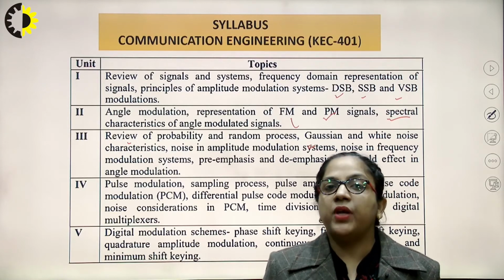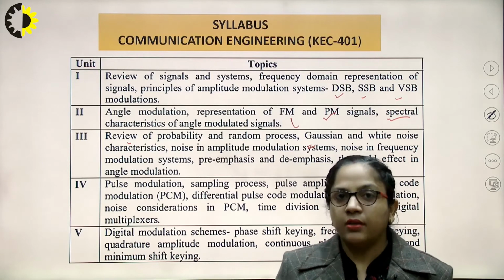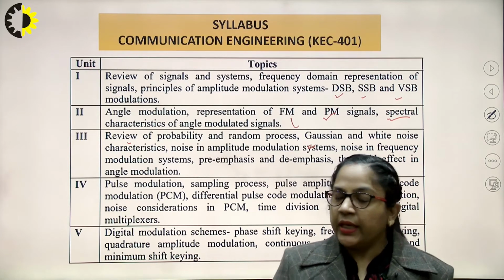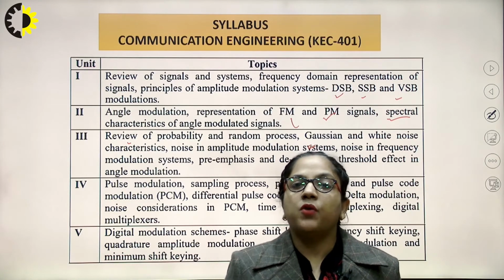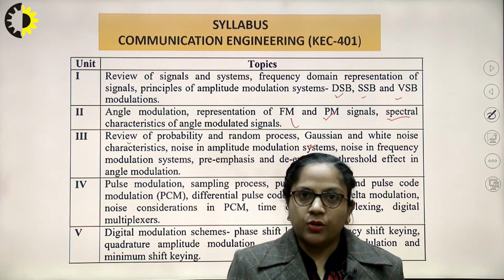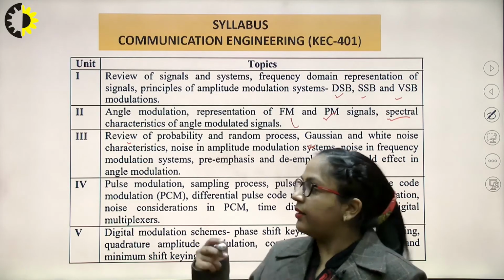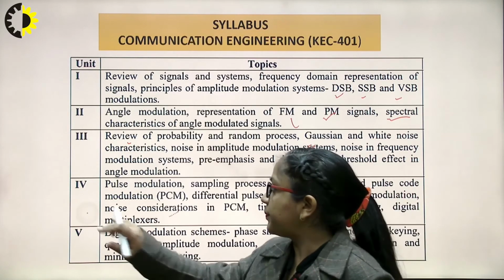In continuous wave modulation, the carrier we use is generally a sinusoidal waveform, a high frequency sinusoidal waveform. In pulse modulation, the carrier is in the form of pulses. So, if we are using a pulse signal as a carrier, then it comes under the category of pulse modulation.